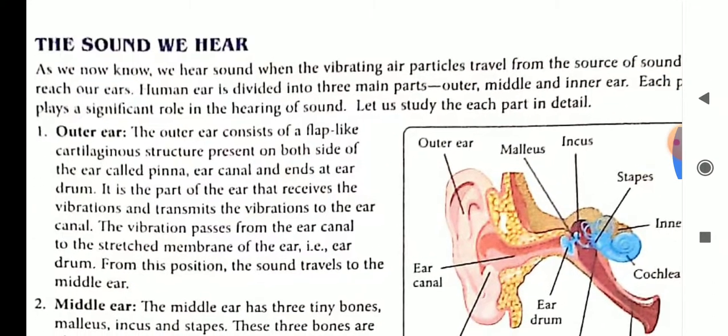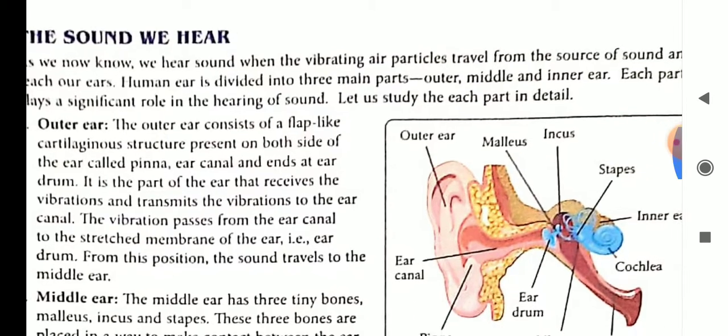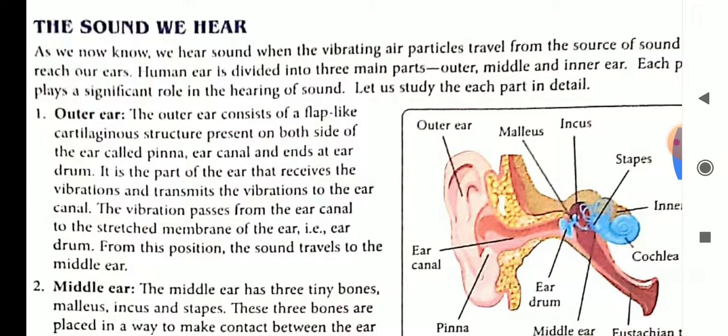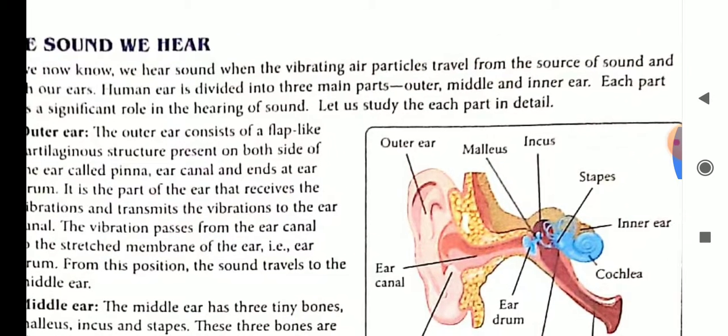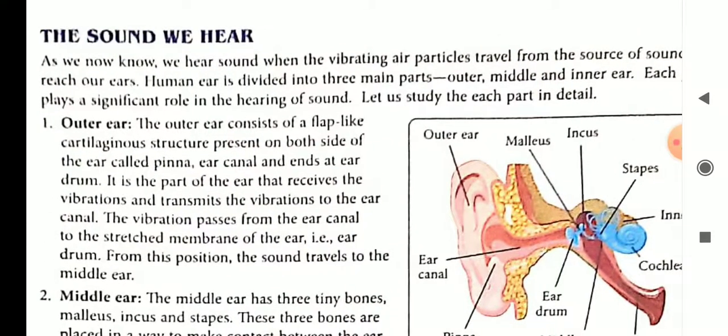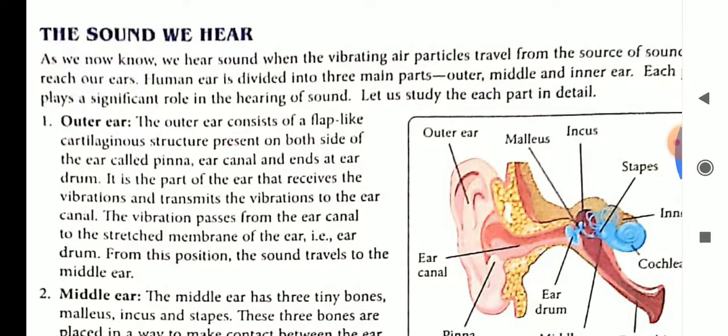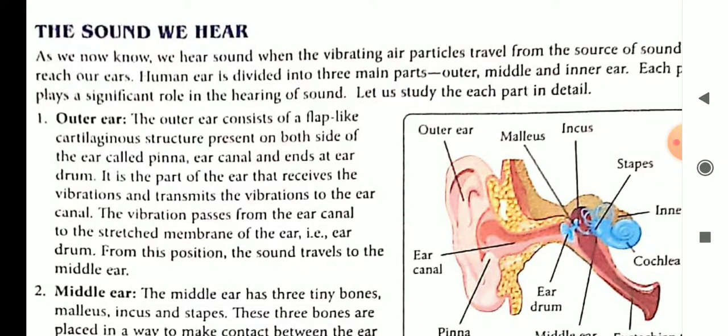As we know, we hear sound when the vibrating air particles travel from the source of sound and reach our ears. And the ear is divided into three parts: outer ear, middle ear, and inner ear. Each part plays a significant role in the hearing of sound.